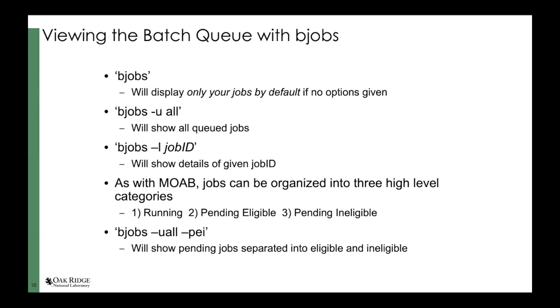There are also policies that we set at the center that would place jobs in this state, because we place limits on the number of jobs that you can have in the pending eligible state. And once you go over your allocation, we also note and change the priority, or limit the number of jobs that can get into the queue.